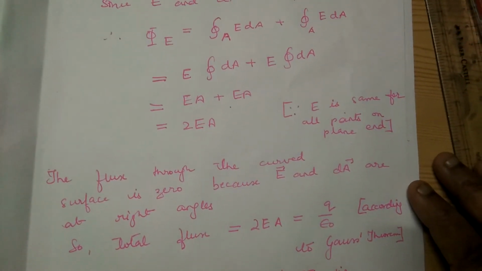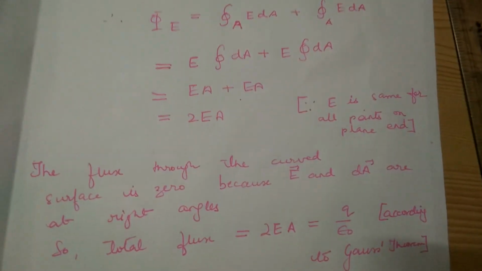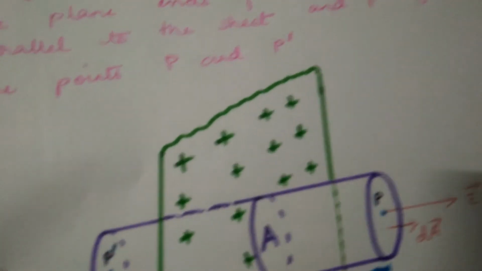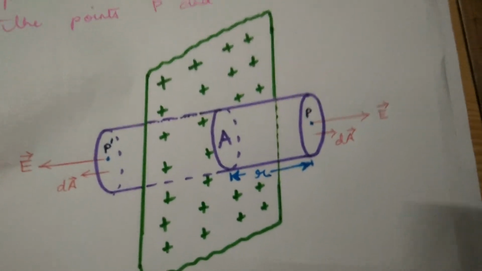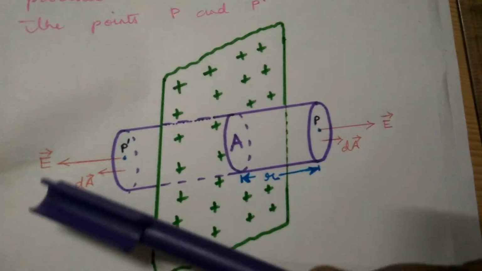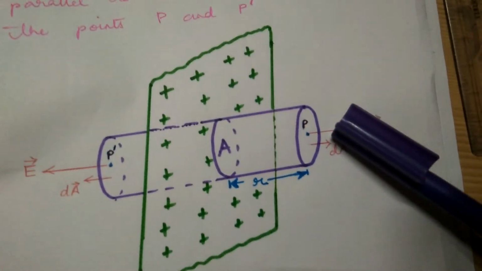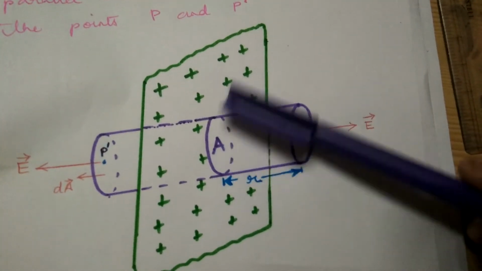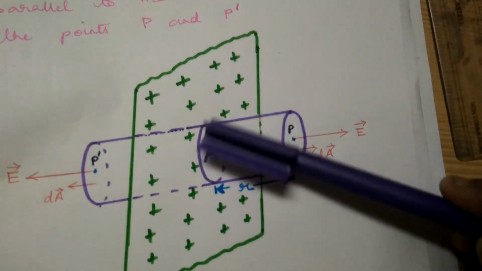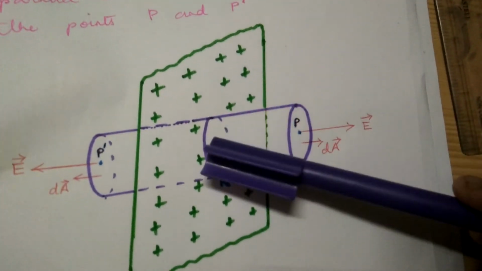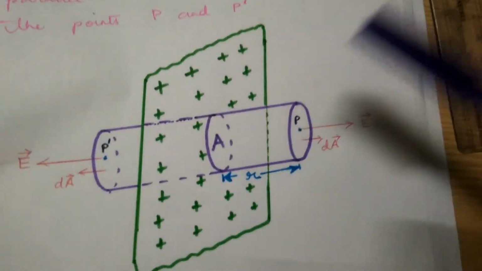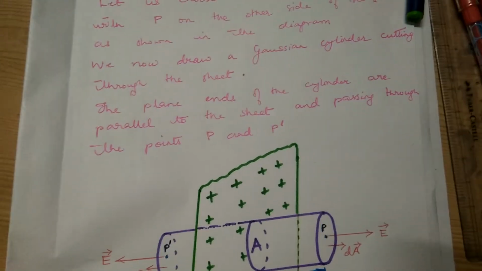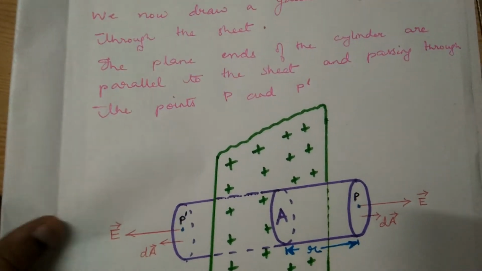The flux through the curved surface is 0. The curved surface contributes 0 because E and dA are at right angles. We have considered the end plane surfaces, where they are parallel. But if you consider this curved surface, here dA is radially outwards and E will be in this direction. So they will be at right angles. Hence cos 90, so it becomes 0.